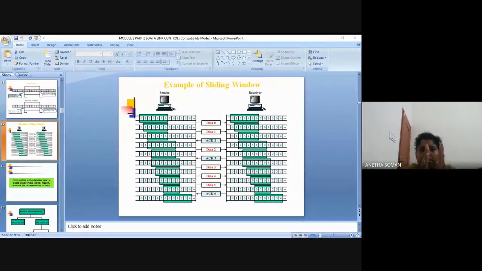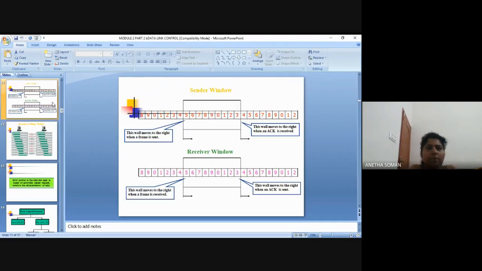Now, how the sliding window works is that whenever data goes out or comes in, the window gets slid. The wall of the window shifts towards the right up to however many data it receives or however many acknowledgements it receives. Okay, so this is the concept. This is actually the working principle of the sliding window.